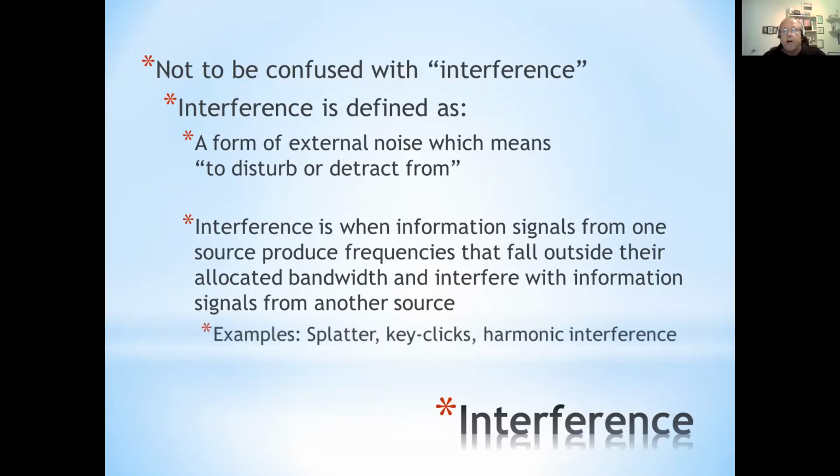Examples of this are what are called splatter, when the signal is extra wide. When you're in single sideband, you've got the mic gain turned too high, and instead of a 3 kilohertz wide signal, you're 10 kilohertz wide. Key clicks, if you're operating CW and you hear this click that you keep turning and the signal is still there, right? And harmonic interference, where you've got a guy that's operating on 40 meters and you can hear him just fine on 20 meters, right? That's a second harmonic. Or he's operating on 80 meters and you can hear him on 40 meters. So those are three different forms of interference. They're basically signals that are where they're not supposed to be.